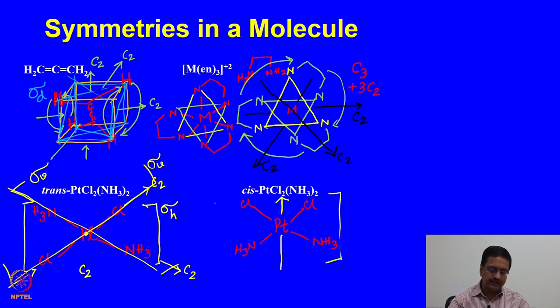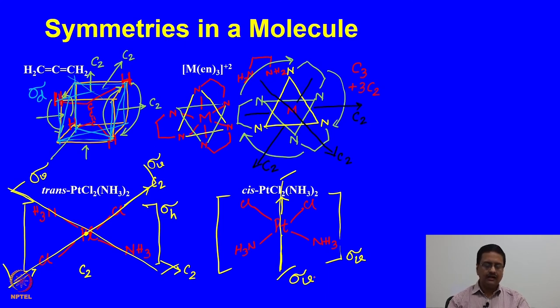Then the molecular plane that we have here is a sigma V, and the plane which is perpendicular to the plane of projection but contains the C2 axis is another sigma V, which essentially means that this particular molecule also has a very similar symmetry, or same symmetry, like water molecule.